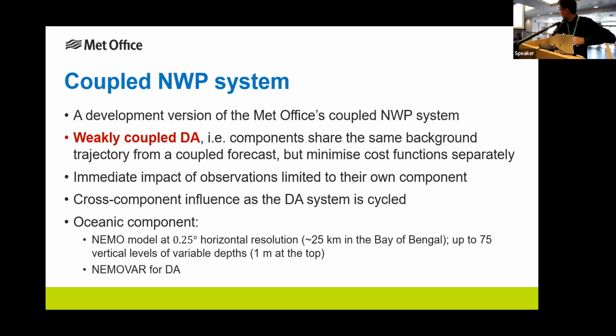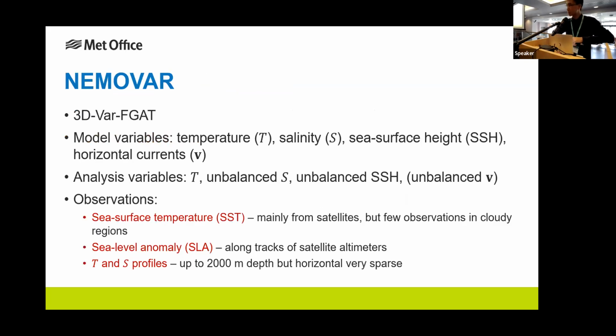So because the change that I'm going to make is mainly in the ocean component, I'm going to talk a bit more about that component. So the model is NEMO, and it is at about 1/4 of a degree horizontal resolution, which is about 25 kilometers in the Bay of Bengal, and up to 75 vertical levels. And the DA system is called NEMOVAR, which I'm going to show you some details of. So it's 3D-Var with first guess at appropriate time, or FGAT, and the model variables are temperature, salinity, sea surface height, and horizontal currents. So these are the model variables for NEMO.